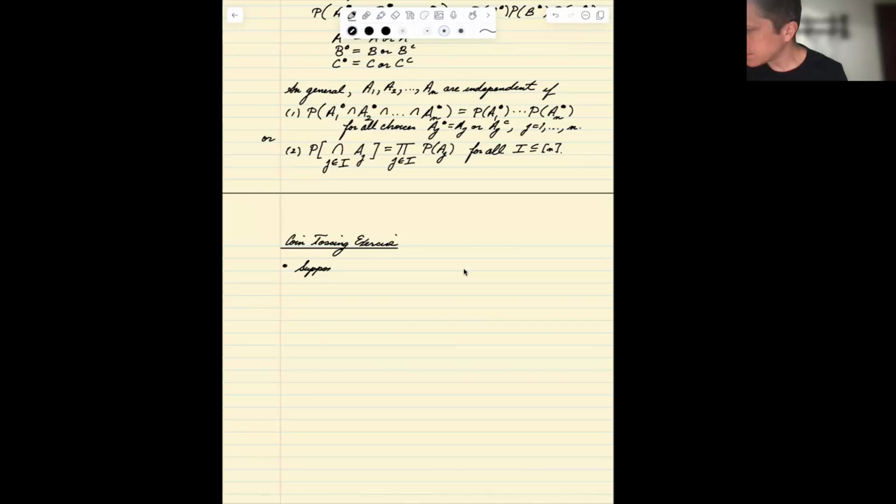So suppose we have a P coin. A P coin is a coin that has probability P of landing heads. All right. And let's define Q as 1 minus P. Q is the probability of tails.